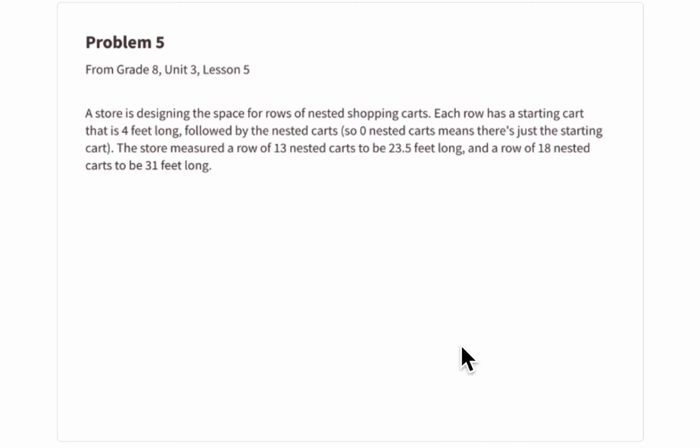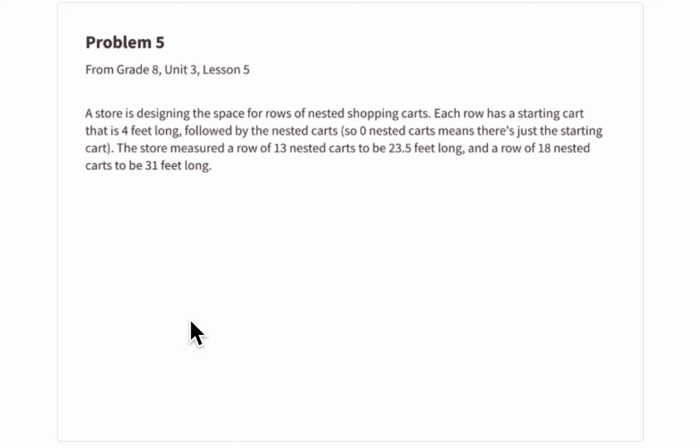This is problem number 5. A store is designing the space for rows of nested shopping carts. Each row has a starting cart that is 4 feet long, followed by the nested carts. And it tells you that 0 nested carts means that there's just the starting cart. The store measures a row of 13 nested carts, and that's 23.5 feet, and 18 nested carts, that's 31 feet long.